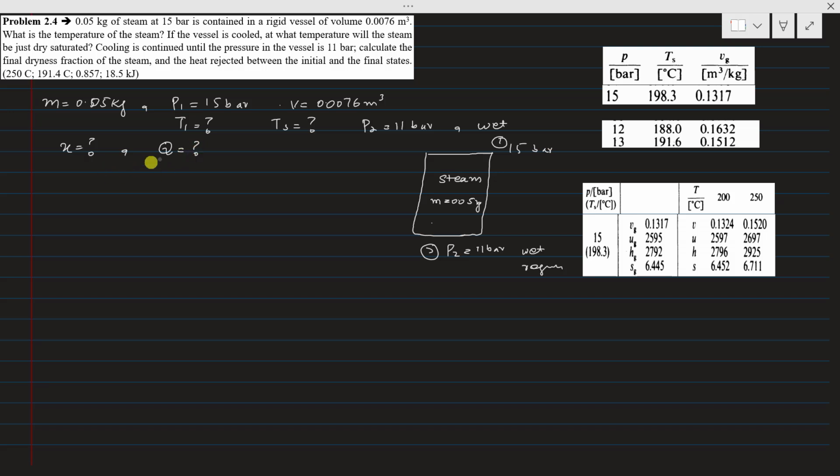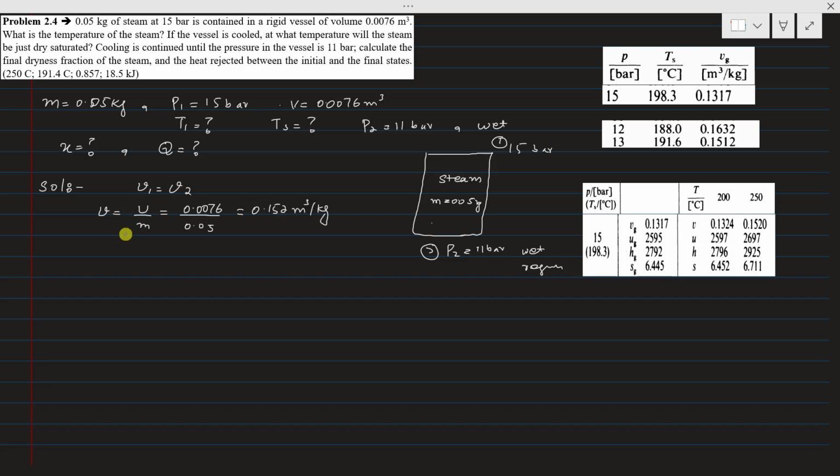That is our requirement. Since it is said that the vessel is rigid, the specific volume at the initial state must be the same as the specific volume of the final state. Specific volume is equal to the total volume divided by the mass present in the volume. So the volume is 0.0076 divided by the mass of steam present inside it, 0.05 kg. After division you will get its value, that is 0.152 meter cube per kg.